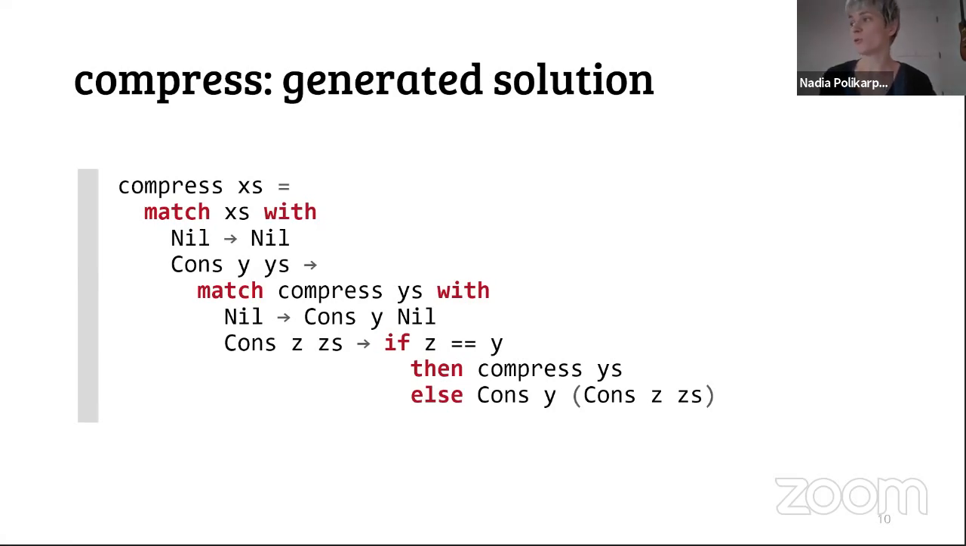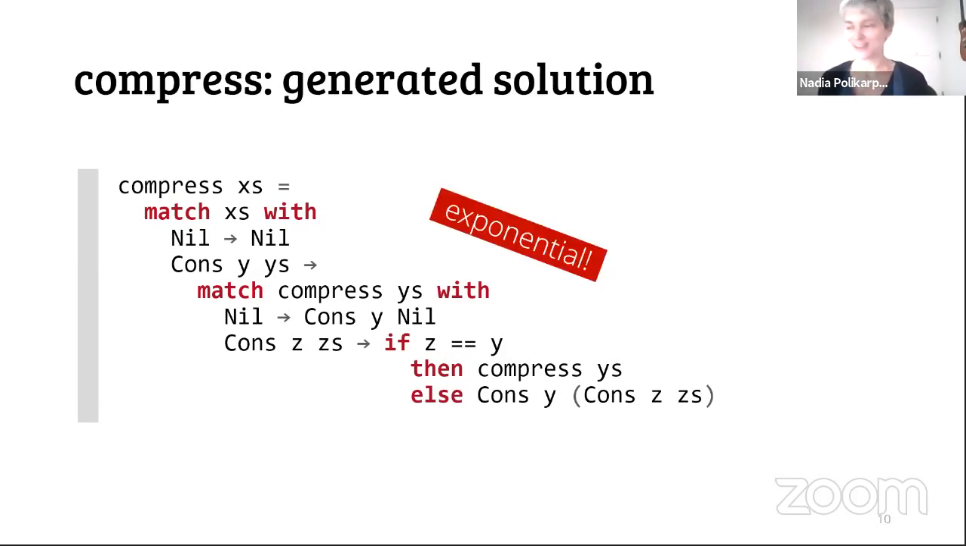Now I will give you maybe 10-20 seconds to stare at this program and think to yourself whether you're satisfied with what Synquit has generated for us. Is this program correct? Is this how you would write it? Okay, as some of you perhaps have figured out, this program is functionally correct. It satisfies the specification that we gave to Synquit. But there is one problem with this program. It is extremely inefficient. In particular, this program runs in exponential time.